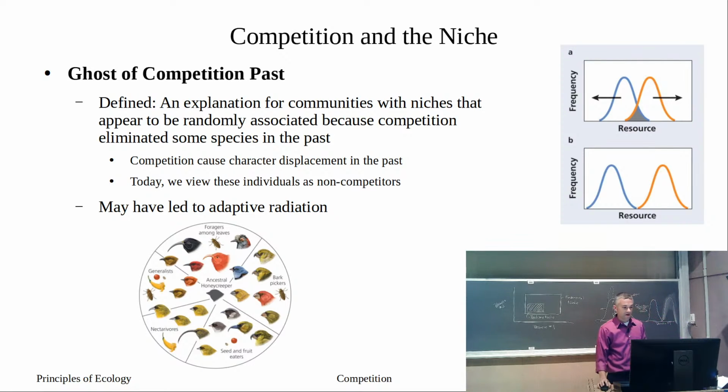This idea may have led to adaptive radiation. So we talk about all those finches. All right, look at all the variation in beak size. What produced that? Well, you could invoke the ghost of competition past in this case. Competition between individuals that were foraging and eating the same types of food items was causing a negative interaction for both individuals. So selection started causing changes in the beak shape to minimize that competitive overlap. Questions?